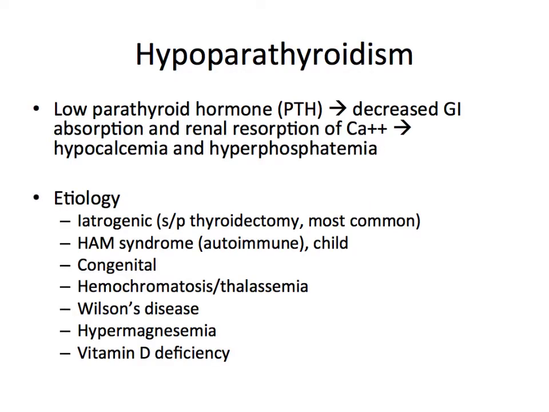The last condition we'll discuss is hypoparathyroidism. This condition is characterized by low parathyroid hormone, resulting in decreased GI absorption and renal reabsorption of calcium, producing hypocalcemia and hyperphosphatemia. The etiology of hypoparathyroidism includes the following. It can be iatrogenic, associated with thyroidectomy, which is the most common cause, Ham syndrome, which is an autoimmune condition in a child. It can be congenital, associated with hemochromatosis or thalassemia, associated with Wilson's disease, hypermagnesemia, or vitamin D deficiency.